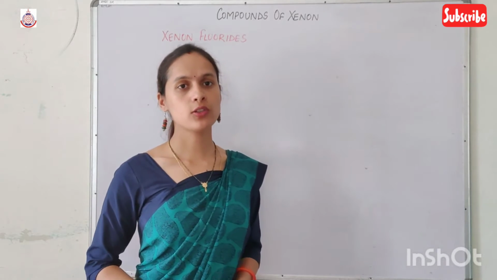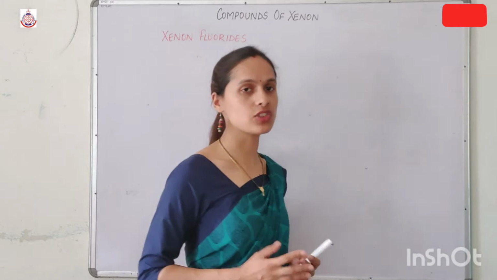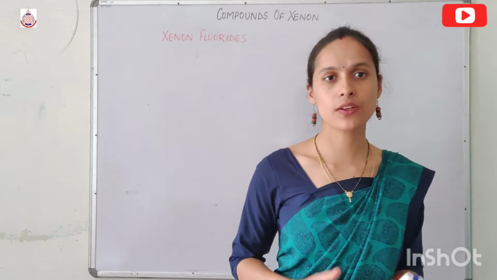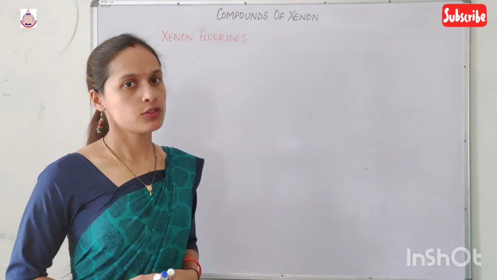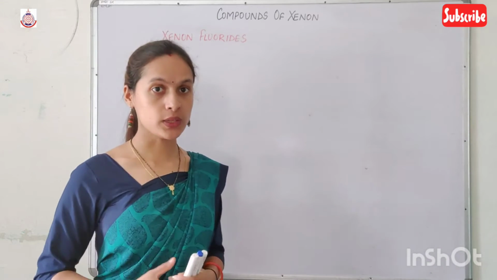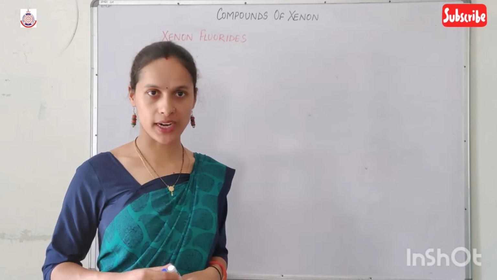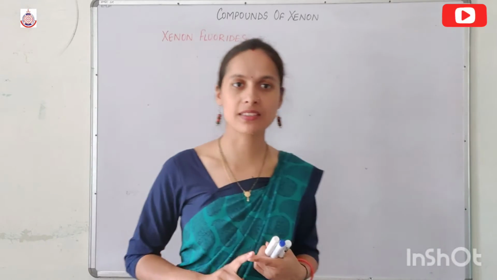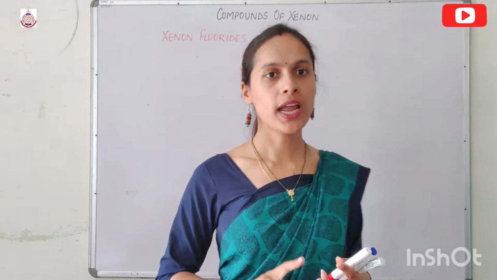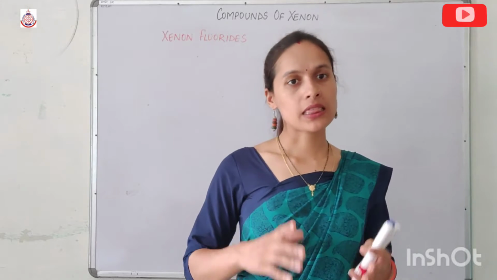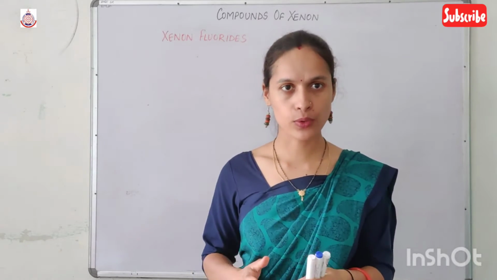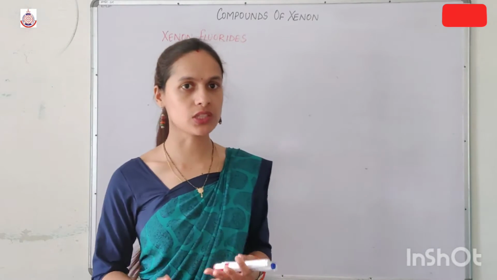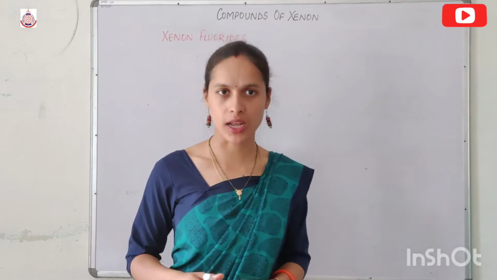First, we'll talk about xenon fluorides. When xenon reacts with fluorine, what are the different fluorides we get? We get three different fluorides: XeF2, XeF4 and XeF6. These are prepared by the direct combination of xenon and fluorine, but under different conditions we get different products.